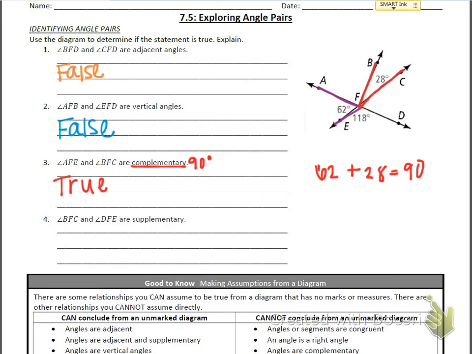So just because they are not adjacent does not mean they cannot be complementary. So they can be complementary. And I would actually take that and write it underneath the adding up the angles. Just because they are not adjacent does not mean they're not complementary. So you have to double check the angle measures. Okay, so then do the last one.